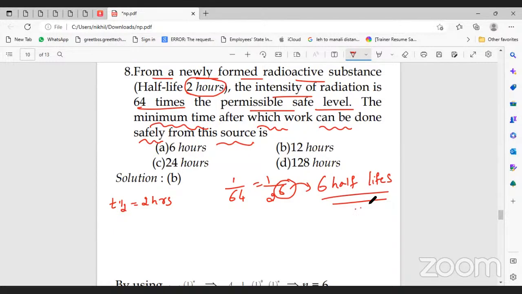So for one half-life, what is the time taken? 2 hours. For 6 half-lives, the total time will be 2 into 6, right? That should be 12 hours. So option B will be the right answer.